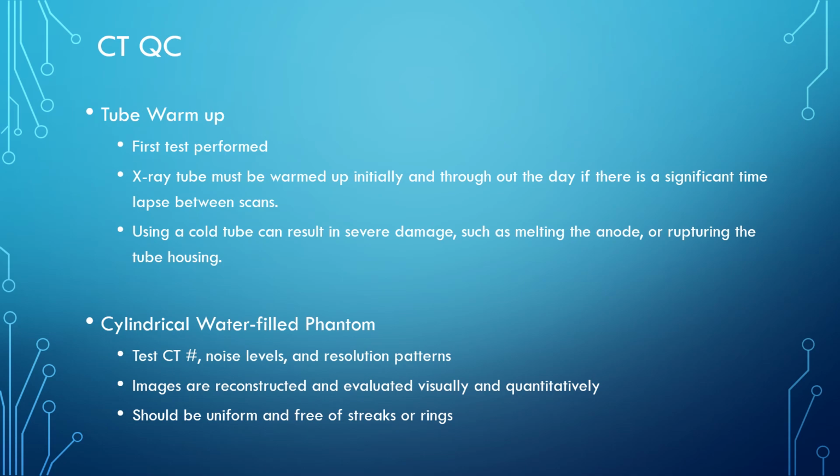The cylindrical water phantom is used next. This will test the CT numbers, the noise levels, and the resolution patterns. Images are reconstructed and evaluated visually and quantitatively. Remember, this is CT, so there's no radiation that you have to put into that phantom. It's just a water phantom. And then it should be uniform and free of streaks or rings. It is important to inspect it and review that QC.